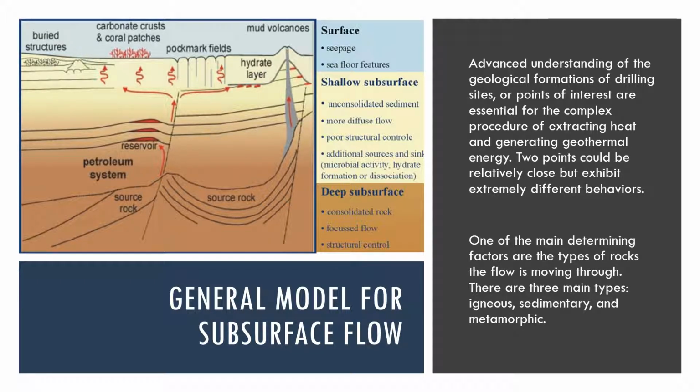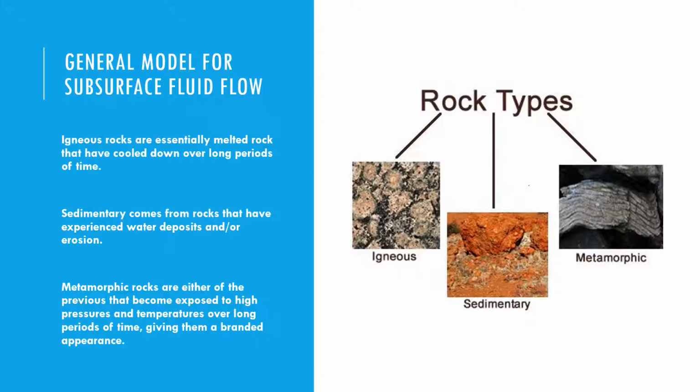One of the main determining factors is the types of rocks that the fluid is moving through. There are three main rocks in general: igneous, sedimentary, and metamorphic. Igneous rocks are essentially melted rock that has been cooled down over long periods of time, so either from volcanoes or due to volcanic eruptions over time. They probably have been exposed to lava and have melted, or due to extreme heat.